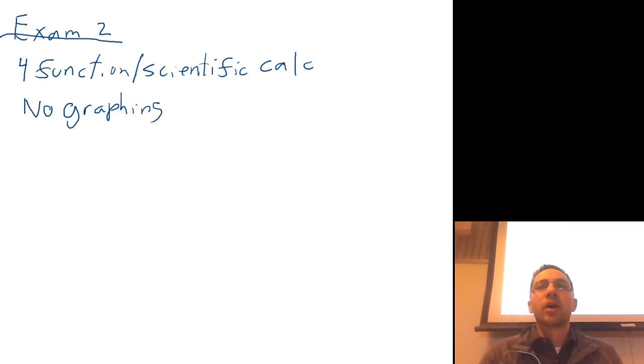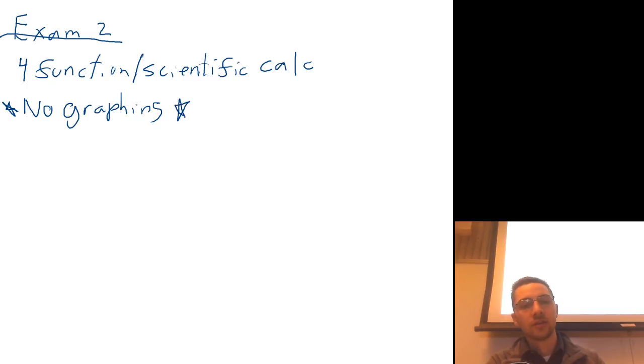Exam 2, you can bring a 4-function calculator, a little scientific job. No graphing calculators. Put a big star next to this one. No graphing calculators. Another star. No graphing calculators. You're just going to need it to check addition and subtraction, just to make sure that you didn't make a silly mistake.